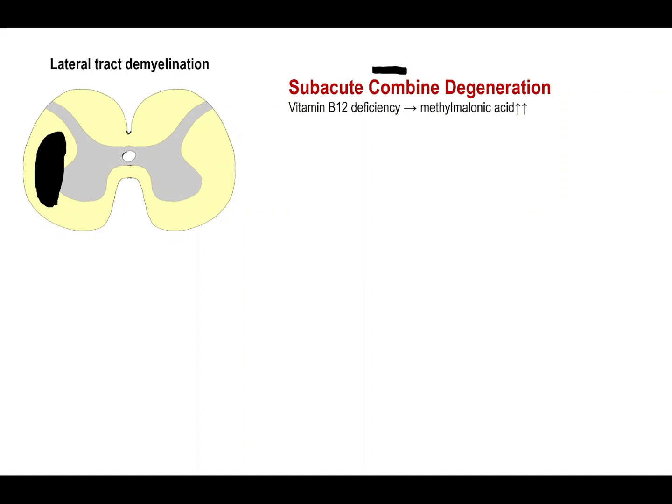Vitamin B12 deficiency leads to methylmalonic acid accumulation, which is a toxic substance. The reason is because B12 is a cofactor for methylmalonic acid synthase. Okay.